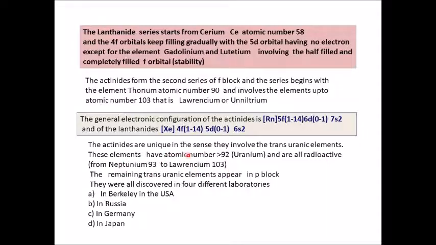These elements have atomic number greater than 92, that is they come after uranium, and all of them are radioactive. From neptunium to lawrencium in the F block, and after lawrencium they go on into the P block. The remaining transuranic elements appear in the P block. All these elements were discovered in 4 different laboratories, in Berkeley in USA, in Russia, in Germany and in Japan.